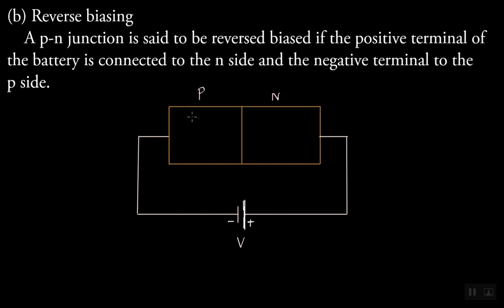Got it? So a PN junction is said to be reverse biased if the positive terminal is connected to the N side and the negative terminal is connected to the P side. So we have the two types of biasing, forward biasing and reverse biasing.